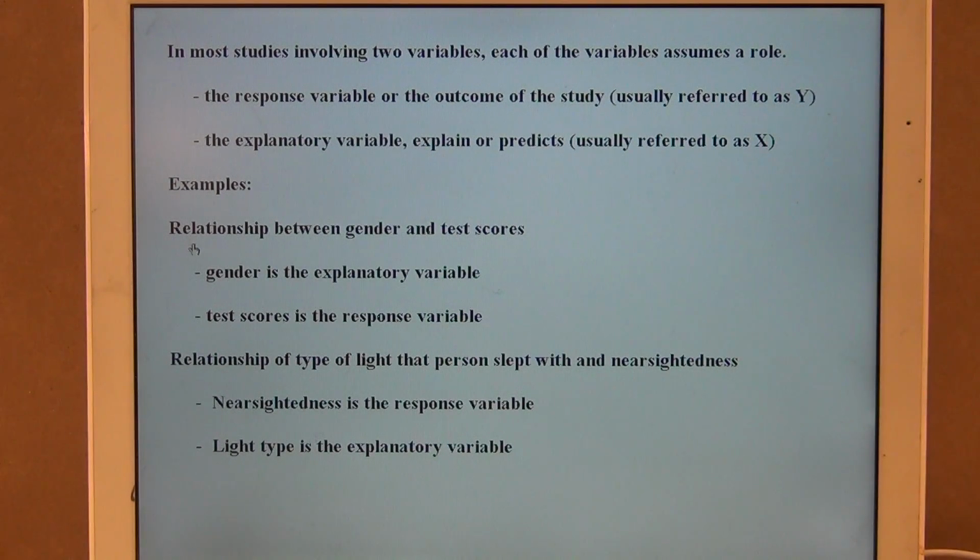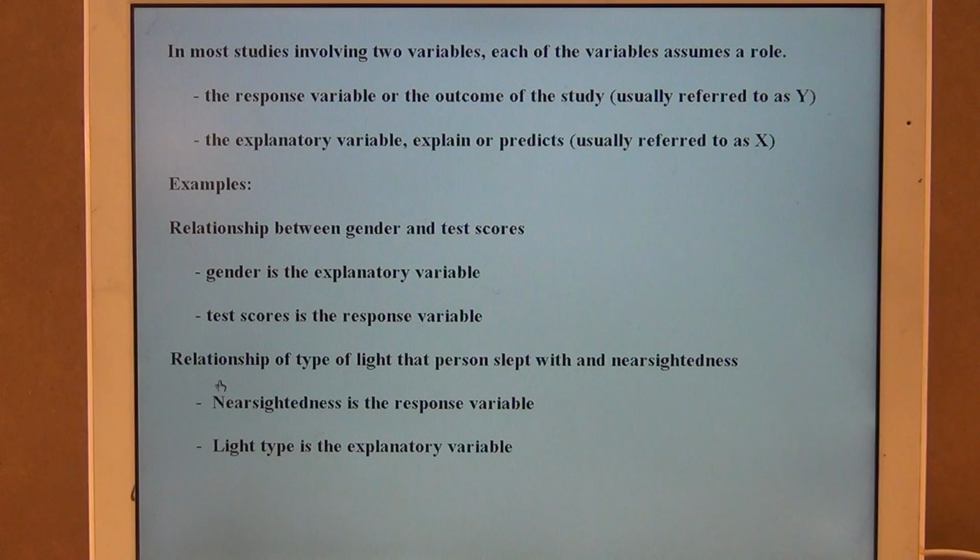Let's look at, suppose a study was looking at the relationship between gender and test scores. Well, in this instance, gender is the explanatory variable because we're looking at whether gender can predict a difference in test scores between male and female. So gender is the explanatory variable, and the test scores would be the response variable.